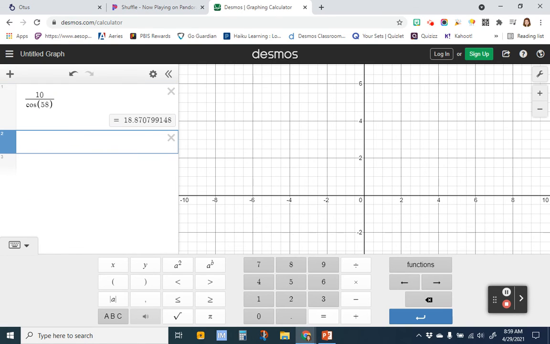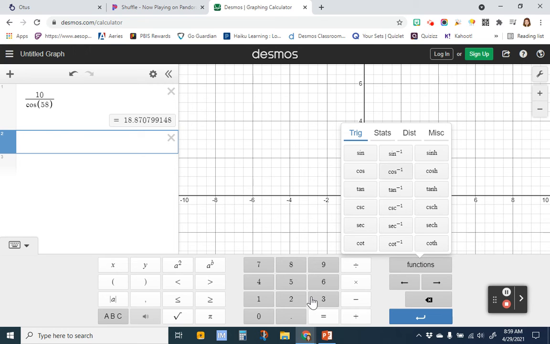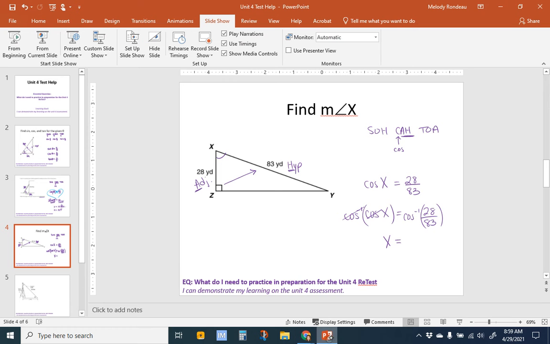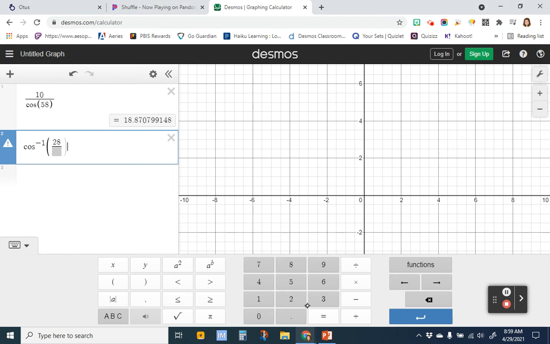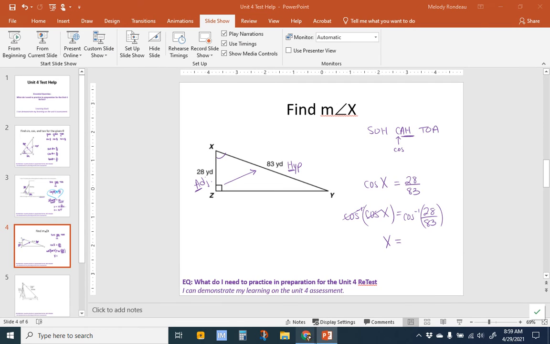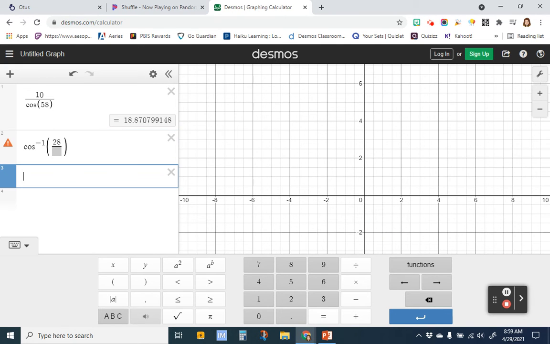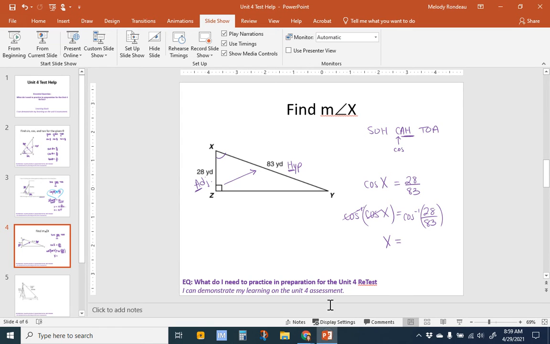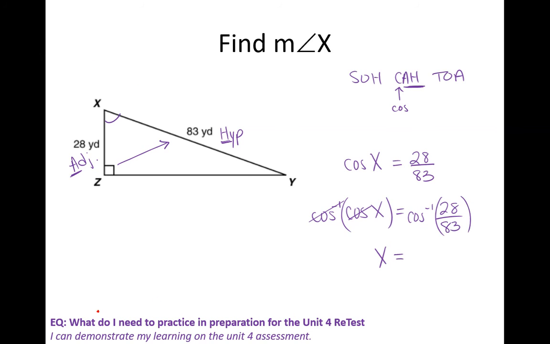All right, so I'm on the same Desmos, so I don't need to check my settings. I'm just going to go to inverse cosine. That's again in my keyboard under functions, inverse cosine. And I believe it was 28 divided by... I forgot. Let me look really quick. 28 divided by 83. Right? Yes. Sorry, confusing myself. 28 divided by 83. I get 58.109.